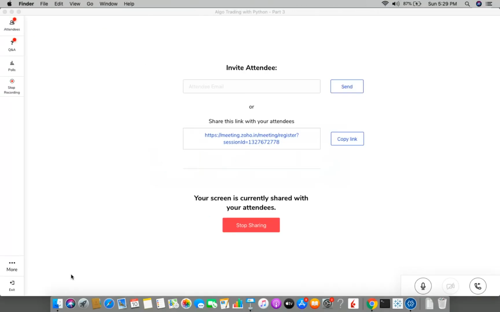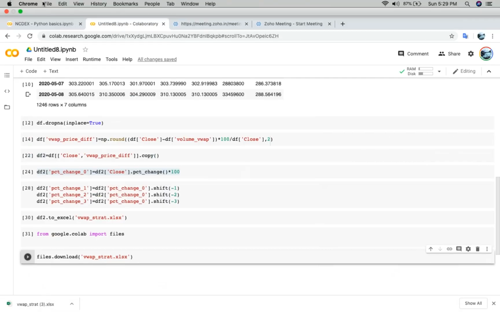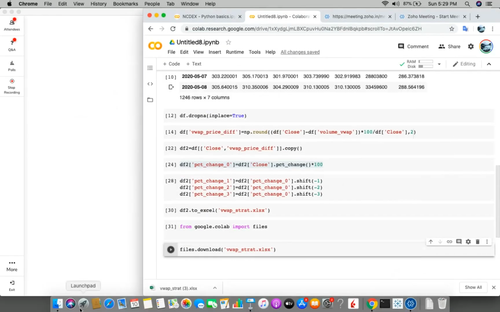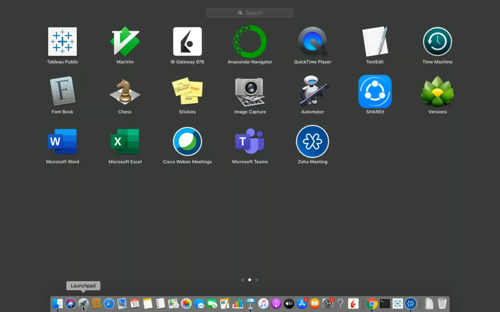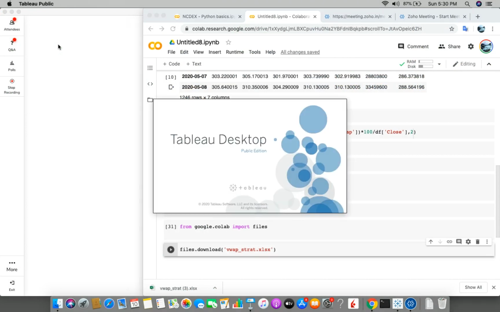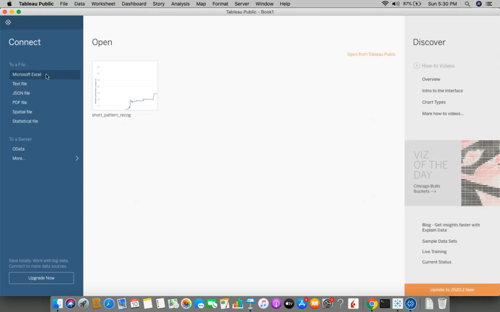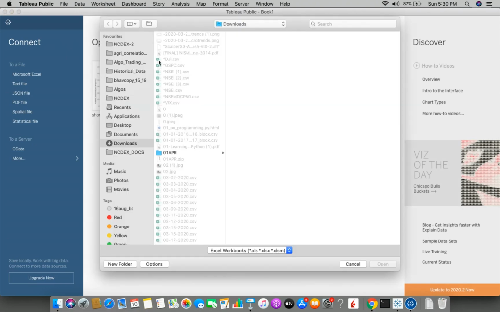For that, I will be using a program called Tableau. You don't need to worry, even if you don't have Tableau, it's okay. It is free to download. You can search on Google, Tableau. This is the most popular tool for visualization as of now, and it is very easy to use. If you have used Excel before, you will be able to use it.